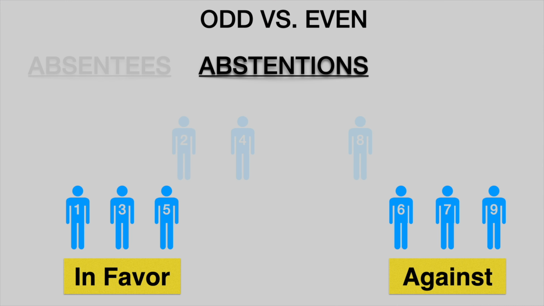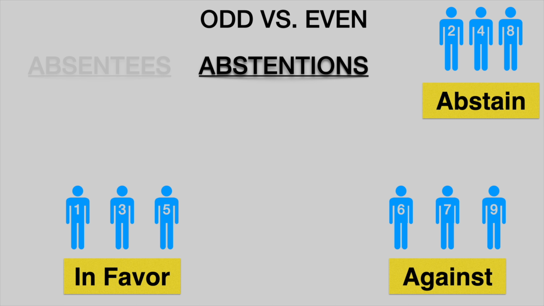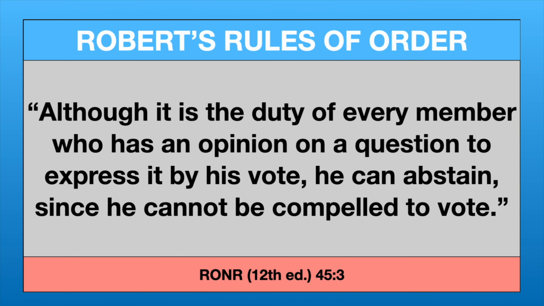A member has the right to abstain, so even if every member is in attendance, having an odd number of total members doesn't mean an odd number of votes will be cast on any particular motion. Robert's Rules of Order provides that, although it is the duty of every member who has an opinion on a question to express it by his vote, he can abstain since he cannot be compelled to vote.